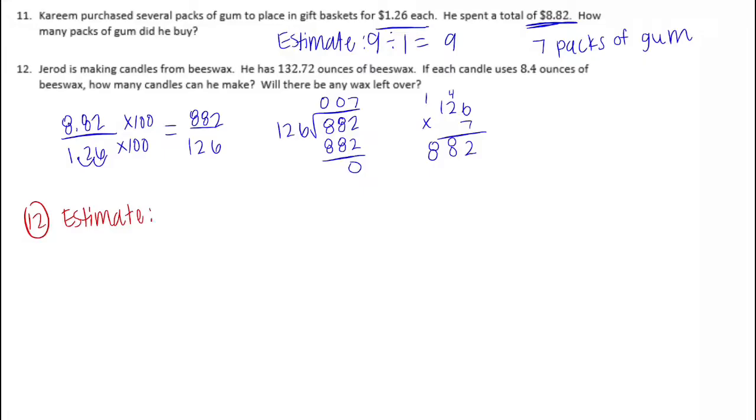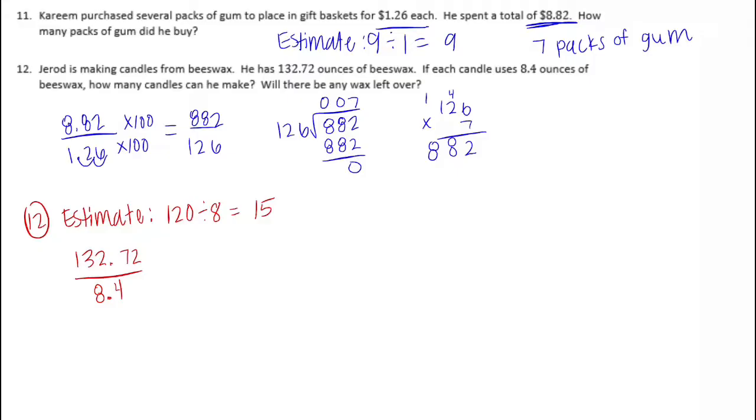132 and 72 ounces divided by 8 4/10. Let's write it out so we can kind of see it. Okay, so 132 divided by 8. We could maybe reduce that, we could do 120 divided by 8. If we round those, 120 divided by 8 would be equal to 15. So I think he made about 15 candles.